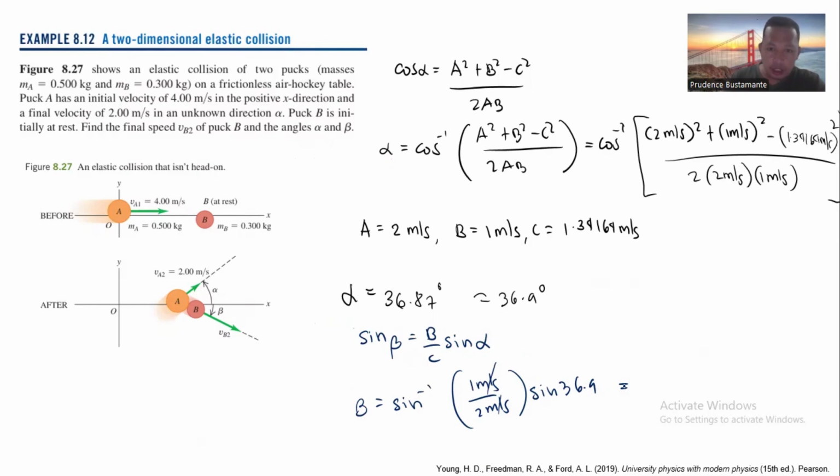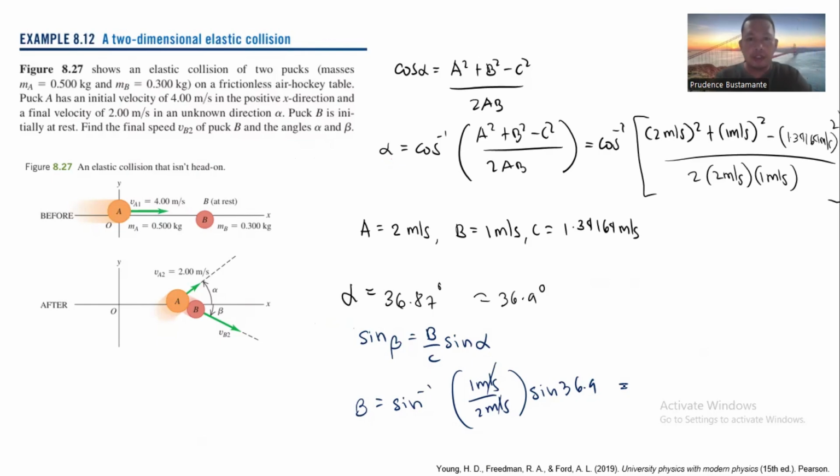This one, 36.9, sine to the -1, 0.5 times sine of 36.9.